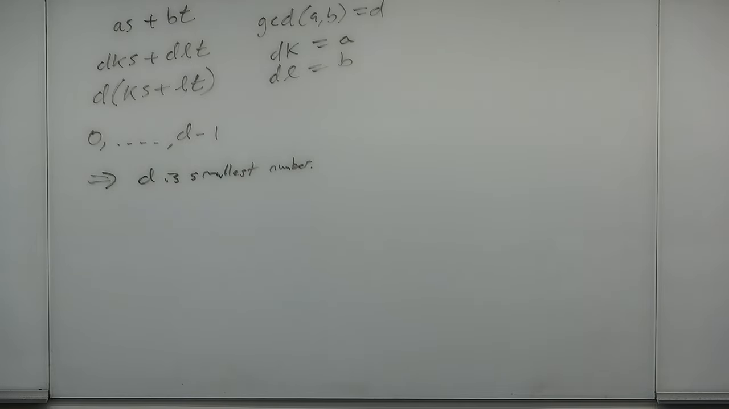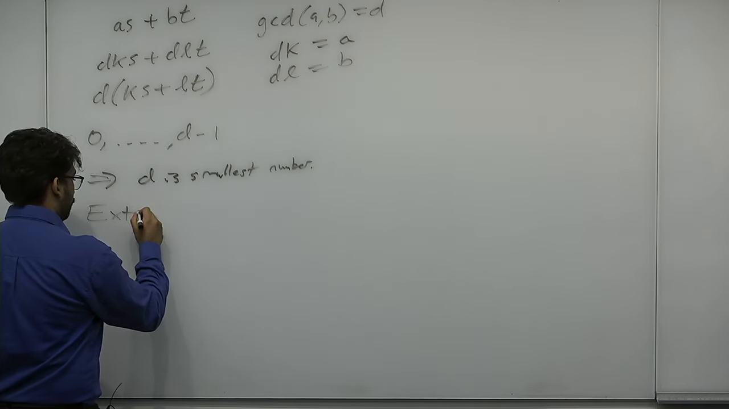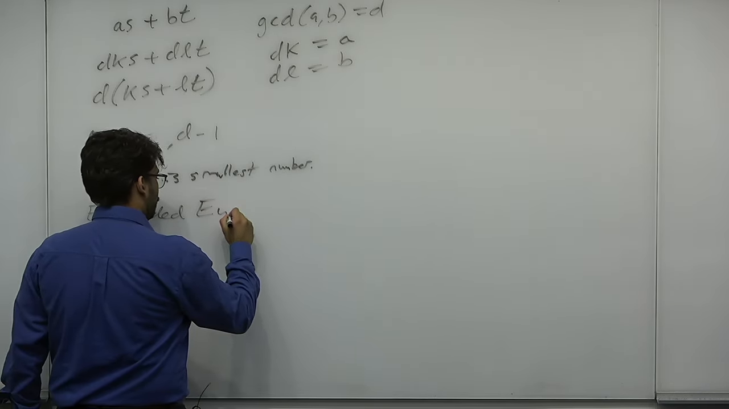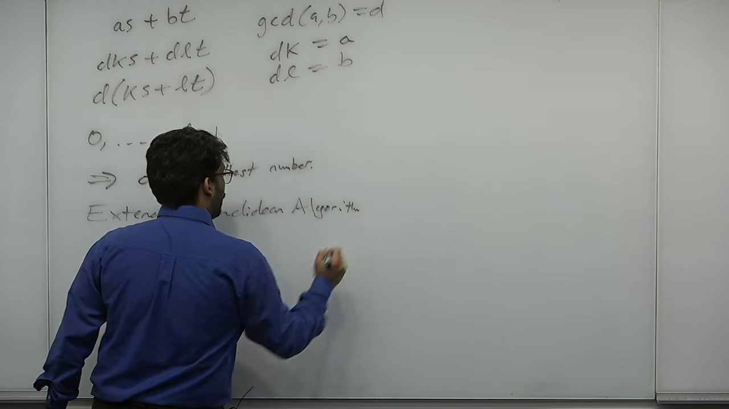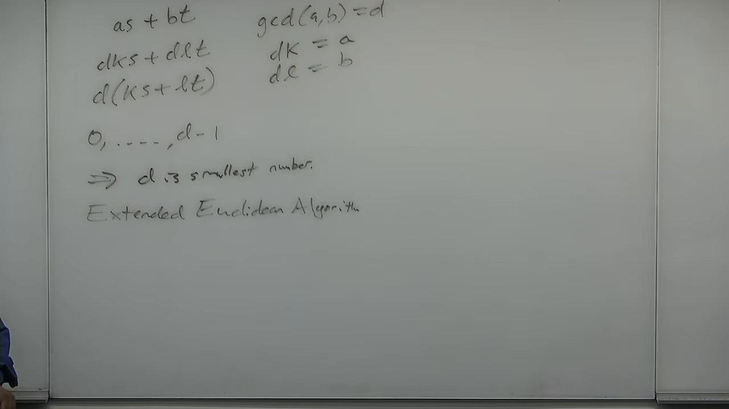So we're going to give you a way, given A and B, to compute S and T. The way it works is what's called the extended Euclidean algorithm. The extended Euclidean algorithm is that you take the Euclidean algorithm and then you extend it. That's why it's called that. You take the intermediary steps of the Euclidean algorithm, the one we found for computing the GCD, and it turns out that if you reverse those steps, they are also a way to compute S and T.